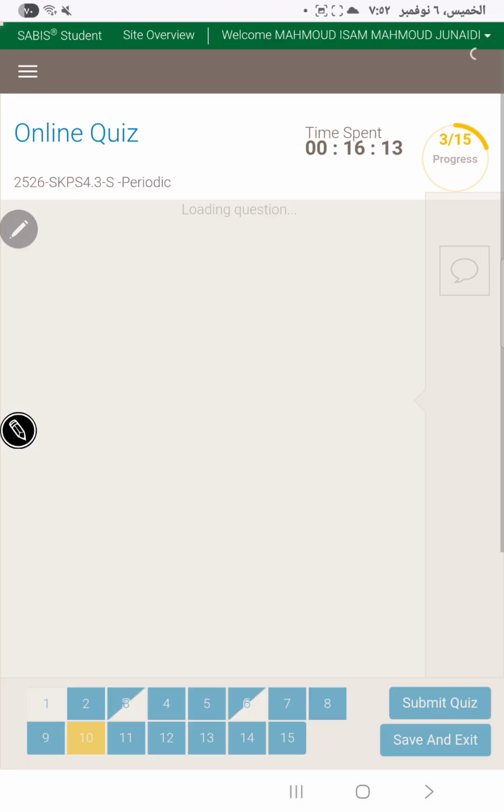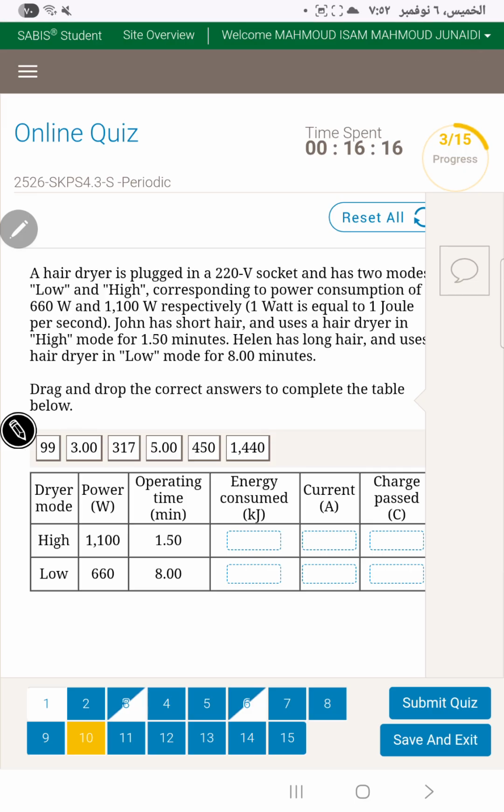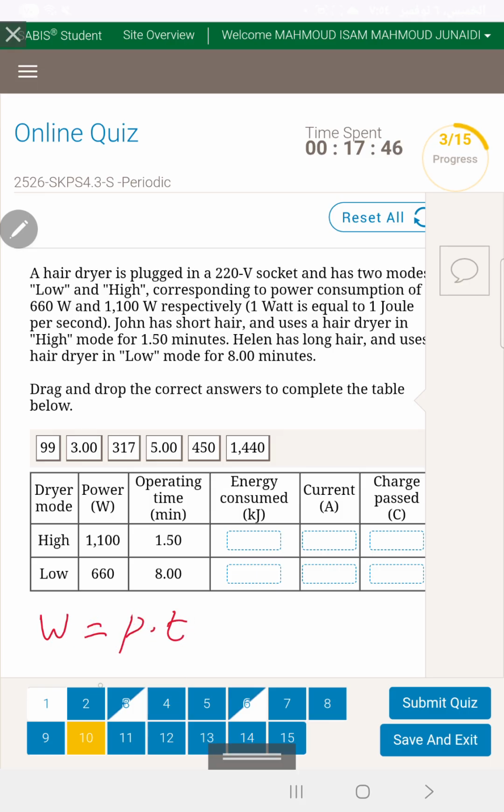Now, question number 10. Here you are given power, we want energy, we want current, we want charge. In this question, we have to find energy here. So energy is equal to W is equal to QV, and here you have also power. So I have to use another formula. Energy, let's write it here. Energy is equal to power times time.